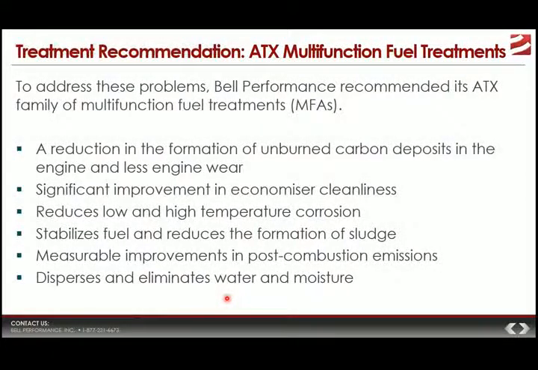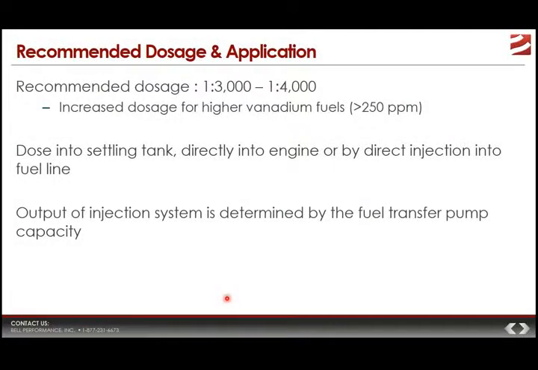Typically, ATX is used at a recommended starting dosage of between 1 to 3,000 or 1 to 4,000. Now, you have to pick a starting point somewhere, but really, this recommended dosage does depend to a certain extent on the vanadium and sodium content of the fuels. If you have a higher vanadium fuel that, let's say, is higher than 250 ppm, then you would probably start with a higher recommended dosage because you want to be sure to get enough magnesium in there to satisfactorily address the vanadium and the sodium that's in that fuel.